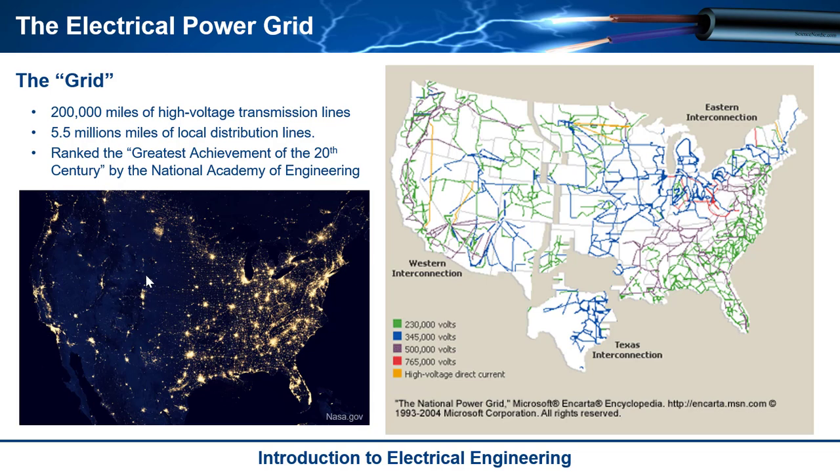And so out in the Midwest, in the Rocky Mountain region, there's not a lot of people compared to the East Coast where it's highly densely populated. So you have a lot more electricity use out there.